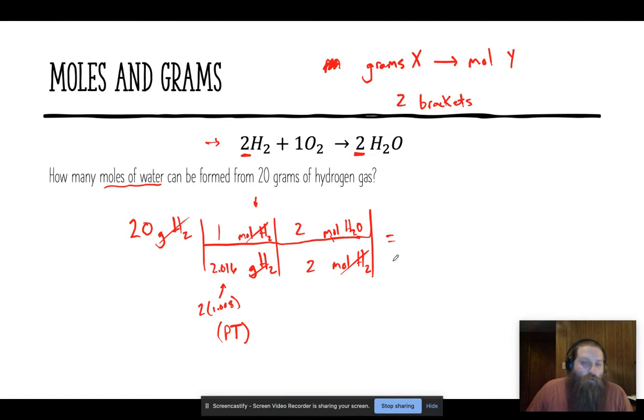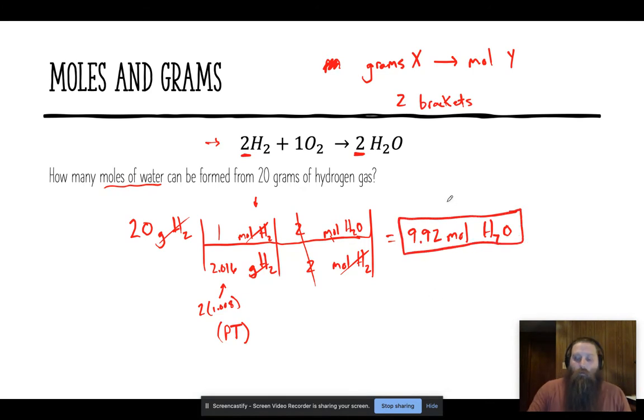So 20 divided by 2.016 times 2 divided by 2. Well, just like moles of H2 on the bottom cancels out moles of H2 on top, a 2 on the top and the 2 on the bottom cancel. They go to 1. So really, I'm just doing 20 divided by 2.016, which in this case is 9.92 moles of H2O.